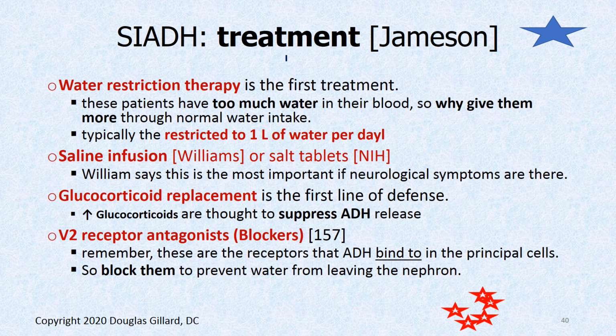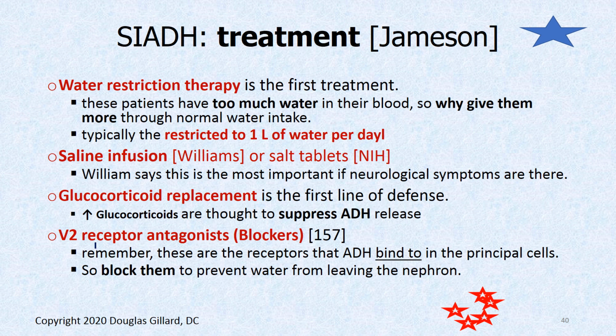What's the treatment? How do you treat this condition? Well, first line of treatment, if they have an overproduction of ADH and they're sucking up too much water, you restrict their water. So usually they're restricted to 1 liter of water per day. They can also take salt tablets to make up for the lack of salt in their blood. Glucocorticoid replacement therapy can also be the first line of defense. That cortisol can shut off ADH as well. So that's another treatment option.